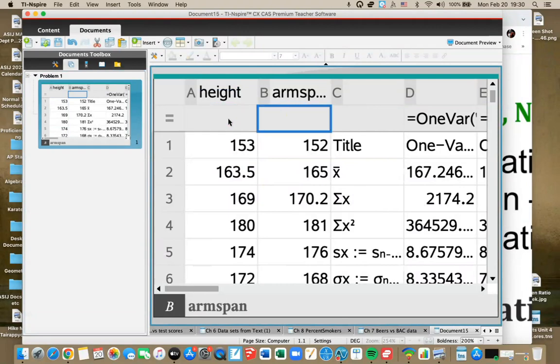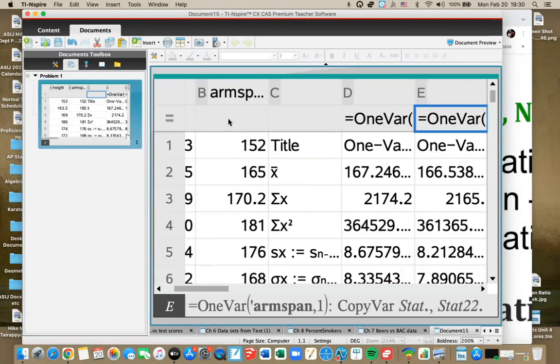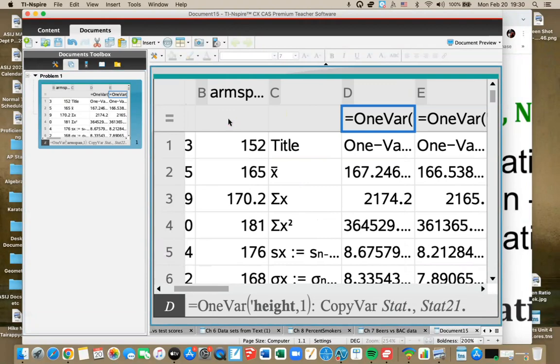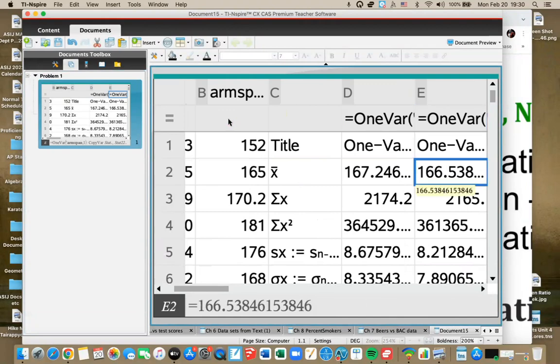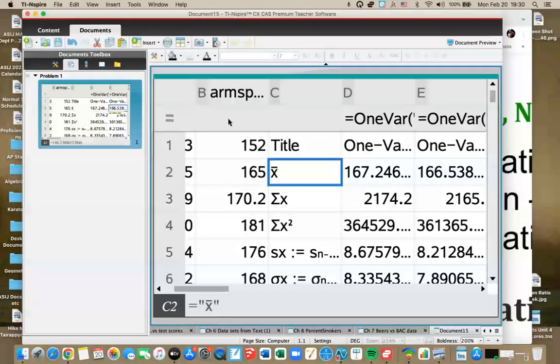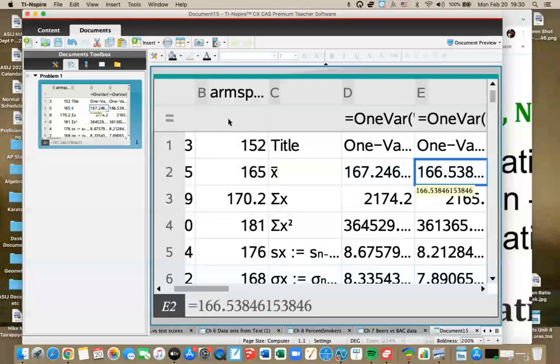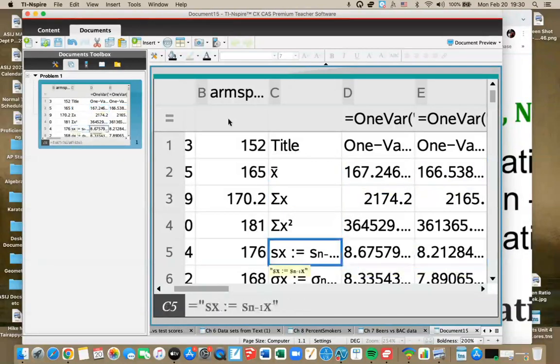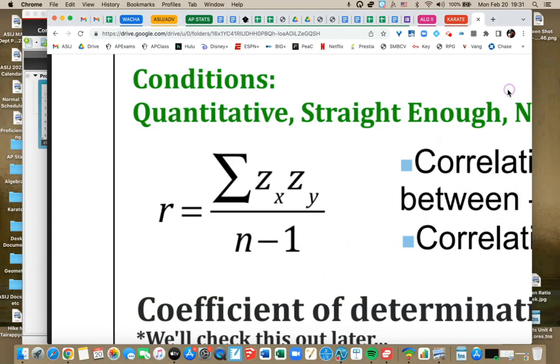Once you get all the data on the board, the next step is to calculate the one variable stats for each of those lists. Right here, I did the one variable stat for height and then the one variable stat for arm span. Of course, you're going to get different numbers because you're in a different class. But I'm interested in the mean of those lists, and also the standard deviation of those lists, S of x. Why? Because we are going to calculate z-scores.